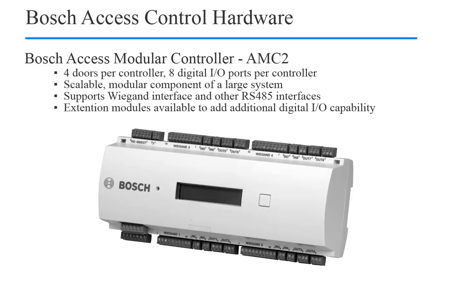The primary hardware component in a Bosch APE system is the AMC2, or the Bosch Access Modular Controller. This unit can connect to between 1 and 8 doors, and a Bosch APE access control system can include any number of these controllers. The Bosch APE system can contain a limit of 10,000 card holders and 128 card readers. This hardware unit is compatible with all of the most commonly used card reader interface technologies and includes additional digital input and output functionality for connection to intrusion sensors and other low voltage devices.